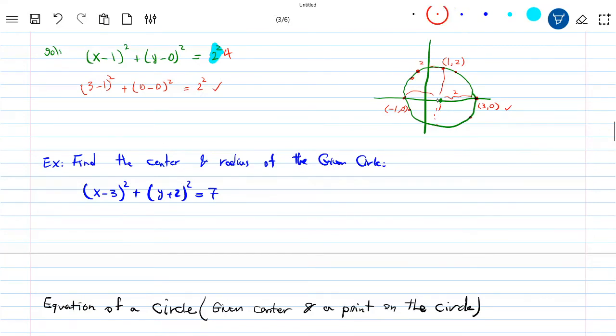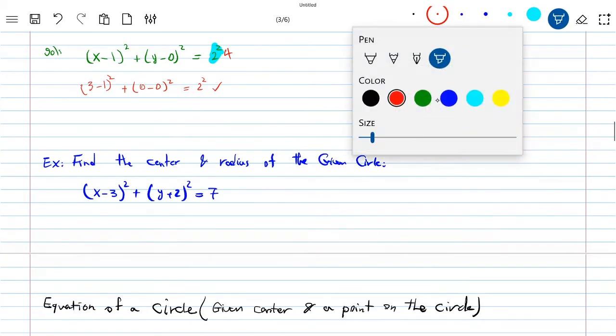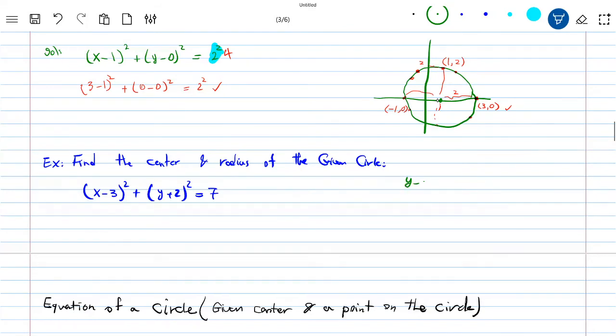If you compare to the equation of the circle, I'm going to write the equation of the circle on this side. It's good to always do this. x minus a squared plus y minus b squared equals radius squared. If you compare these two equations, what you see is a and b. What are a and b? I'm looking for a and b because they will give me the center of the circle.